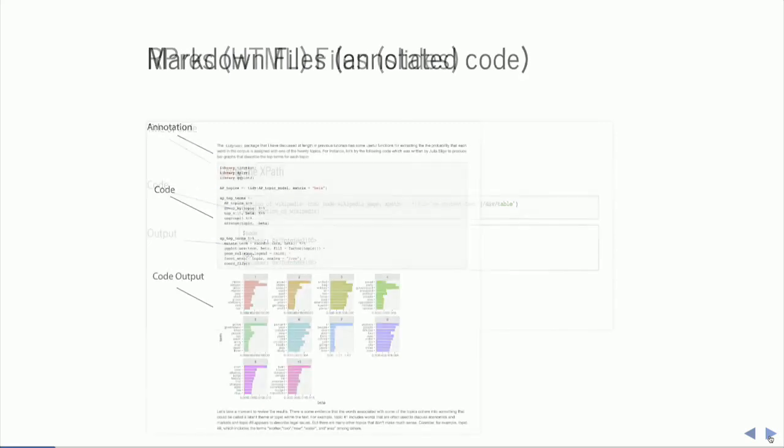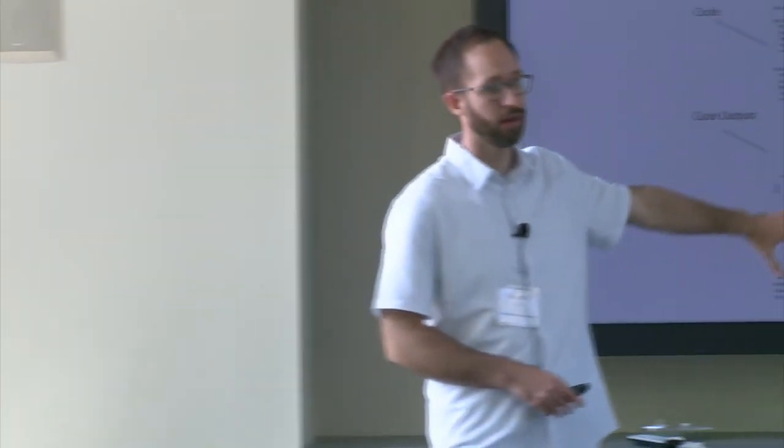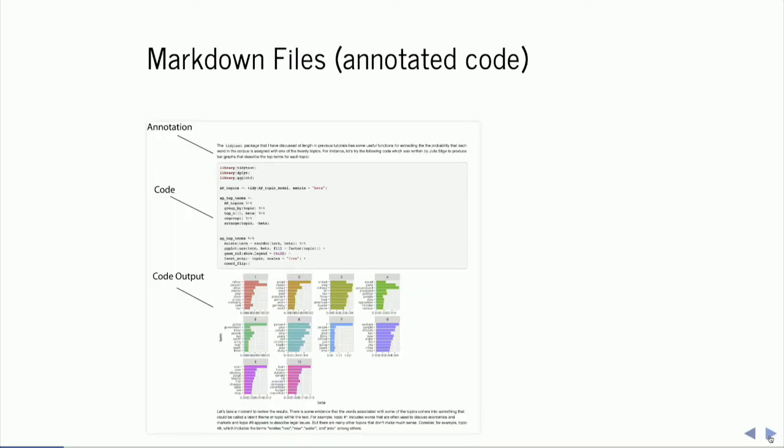And again, this is what it looks like in the annotated code. So here's a chunk of code where we're going to discuss topic modeling tomorrow. And you see some description of what the code is doing, the code itself, and then the output of the code.